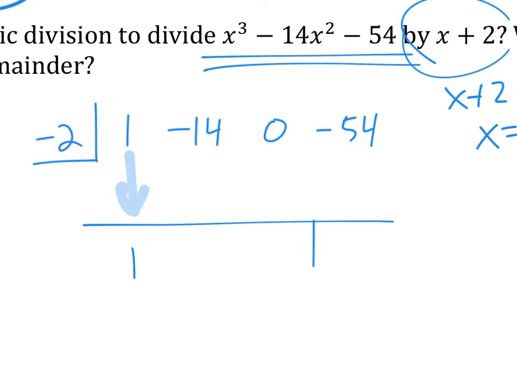Then you take that number, 1, times what's in the box. So 1 times negative 2 is negative 2. Then you put negative 2 here. And then you're going to add. Not subtract, you're going to add. Negative 14 minus 2 is negative 16. Do it again. Negative 16 times negative 2 is 32. Put 32 here. Add.